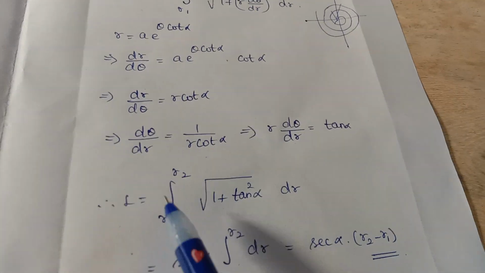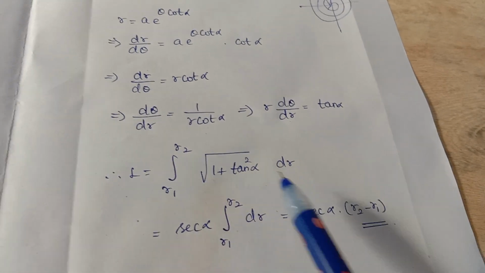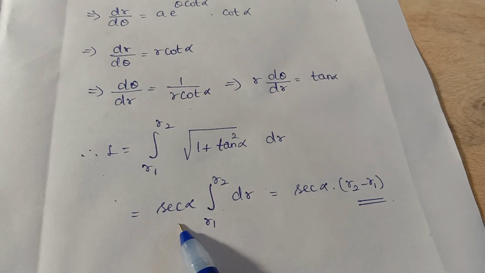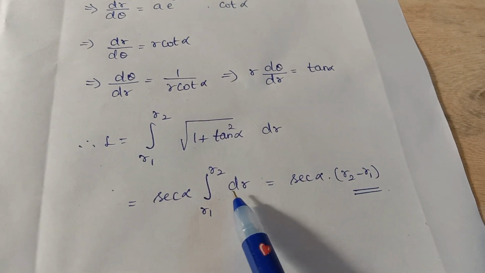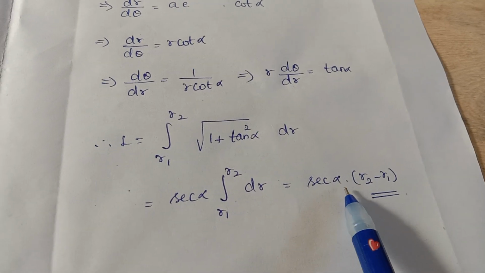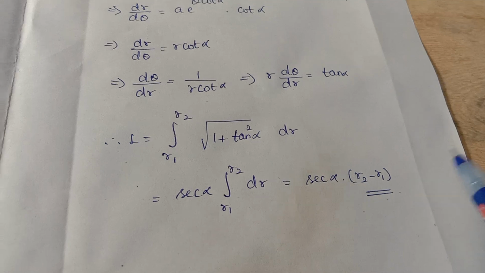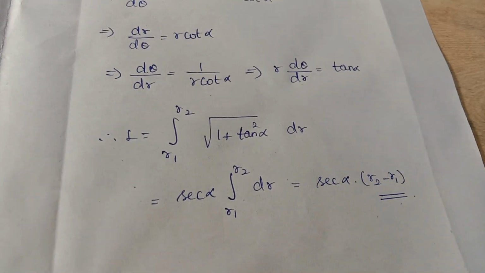Substitute in this formula: the integral from r1 to r2 of the square root of 1 plus tan square alpha, dr. 1 plus tan square alpha is secant square alpha, isn't it? So that can be taken outside because the integration is only with respect to r. The integration of dr is r. When you apply the limits, it will be secant alpha into (r2 minus r1). So this will give you the length of the equiangular spiral between the radii r1 and r2. Okay, that's all. Thank you.